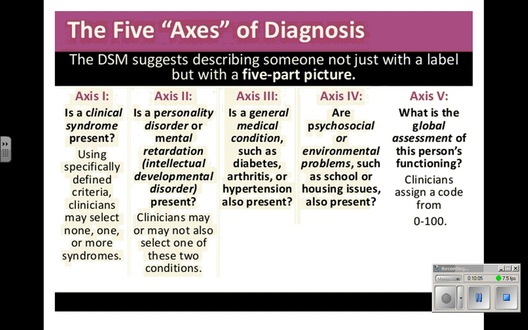So like 100, I believe, is being the best, like you're highly functional. It's not really a problem. 0 is you are a complete danger to yourself and others. This needs to be treated immediately. You're in trouble.